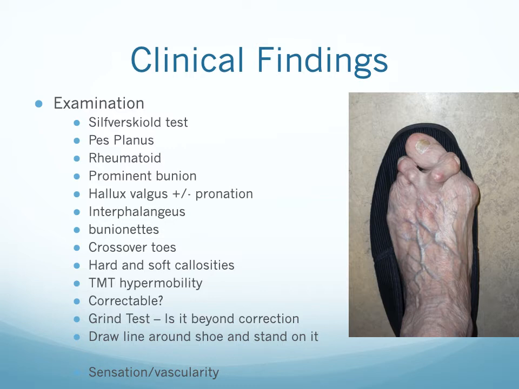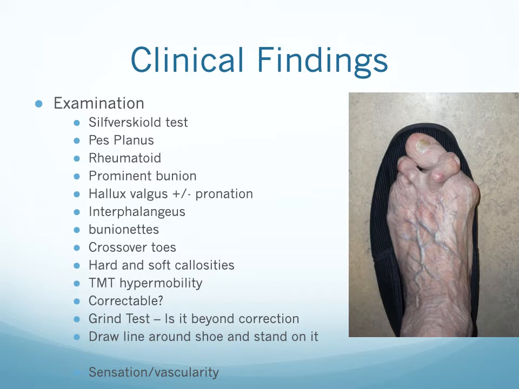It's worth checking to see whether the deformities can be corrected, and as there can be some degenerative change within the joint if it's been present for a long time, then it's worth doing a grind test to establish if they've got osteoarthritis, because this again might change your management.